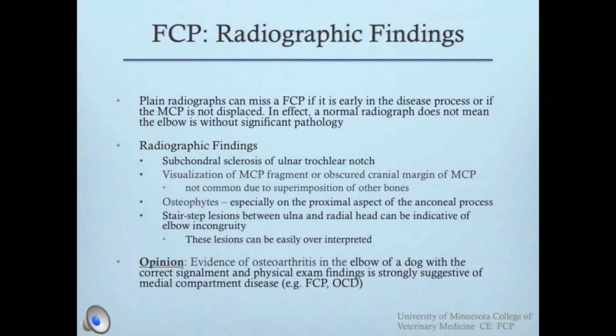While plain radiographs are commonly performed, they may not identify a FCP if it is early in the disease process or if the medial coronoid process is not displaced. I would suggest that it is reasonable to make a diagnosis of a FCP if there is evidence of osteoarthritis on an elbow radiograph, the dog is of a breed that is highly predisposed for FCP, and the dog has elbow pain on physical examination.